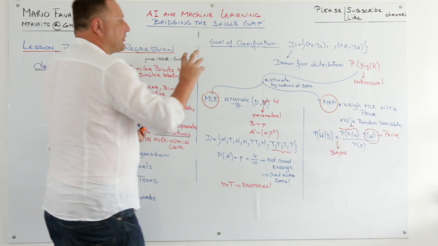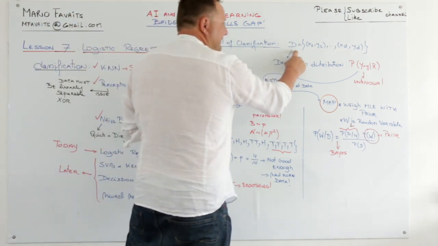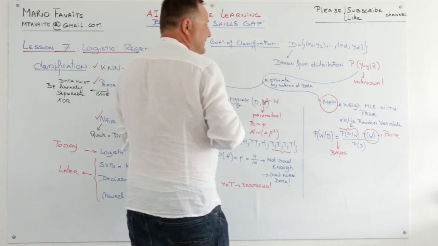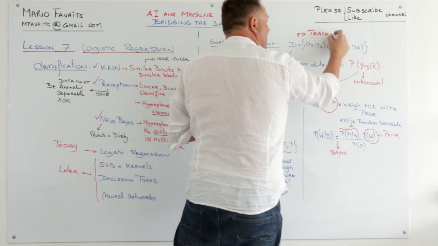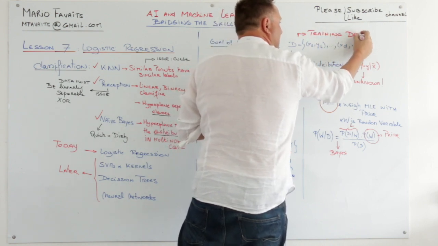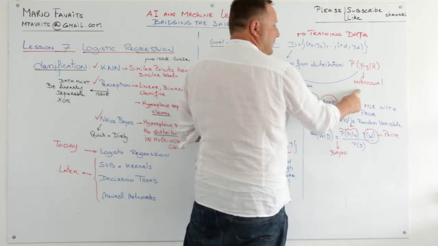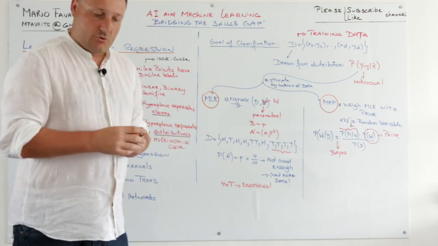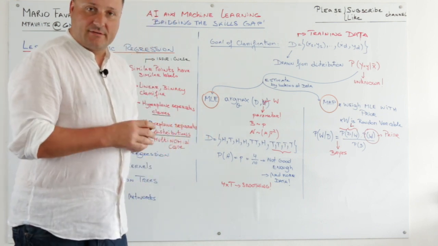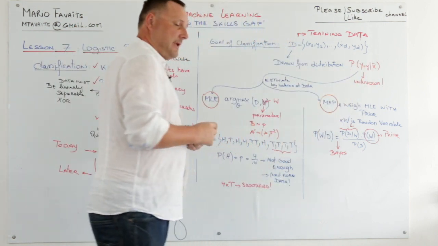Just want to remind you what the goal of classification is. So we have a data set. This is a training data. And this data is drawn from a distribution that we don't know. So given X, what is the label? That distribution we don't know. And that's the goal in classification in machine learning, to calculate this.